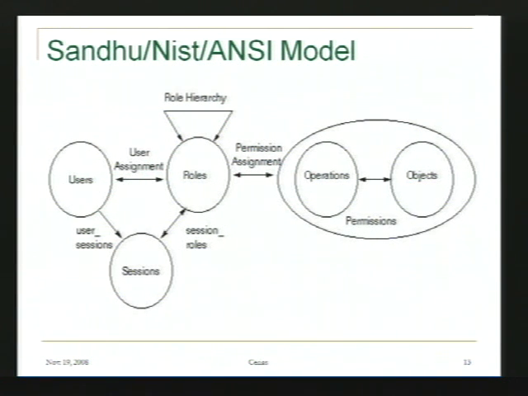Now, the model that Sandhu and his colleagues came up with ended up being indistinguishable from the NIST model. And here is a fairly common representation of that model. So you can see it has all the same components, just drawn slightly differently. So we have roles, we have a role hierarchy. Permissions are represented by operations and objects together. And the new thing here is the fact that they have sessions. And sessions are there to represent the roles that a user has activated when they're actually logged in.